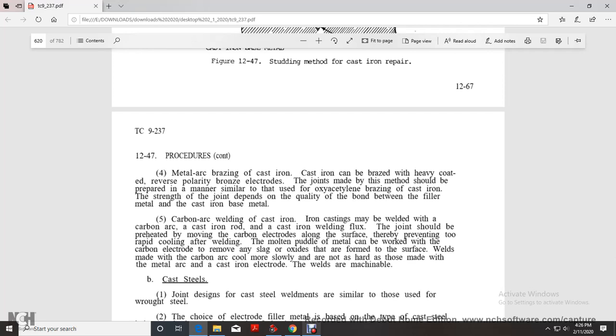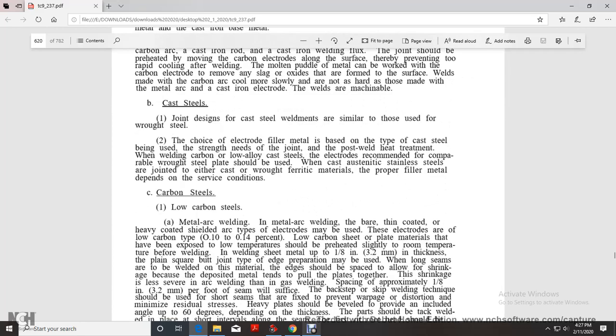Carbon arc welding of cast iron. Castings can be welded with the carbon arc using a cast iron rod with carbon arc welding flux. The joint should be preheated, moving the carbon electrode along the surface of the joint, preventing too rapid cooling. After welding, the molten puddle can be worked with the carbon electrode to remove slag and oxide that formed on the surface. Welds made with the carbon arc cool more slowly and are not as hard as those made with the metal arc with the cast iron electrode, so the welds are machinable.